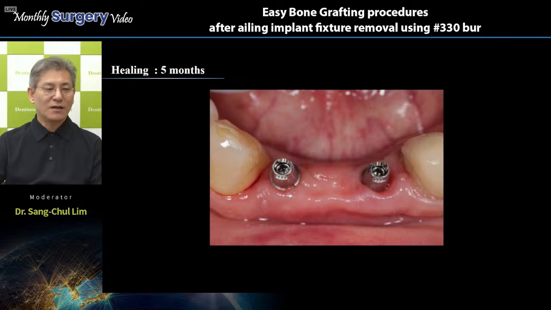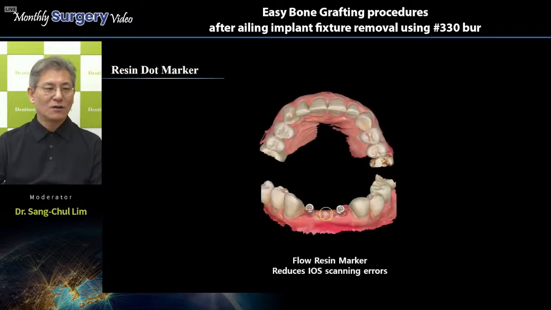After 5 months, the healing period was over and we connected the digital abutment. And after connecting the digital abutment, we take the intraoral scan. Sometimes for taking accurate scan data, we add a small flowable resin dot on the edentulous mucosal area. Especially in a long span case, this resin marker is so helpful to make accurate scan data, right?